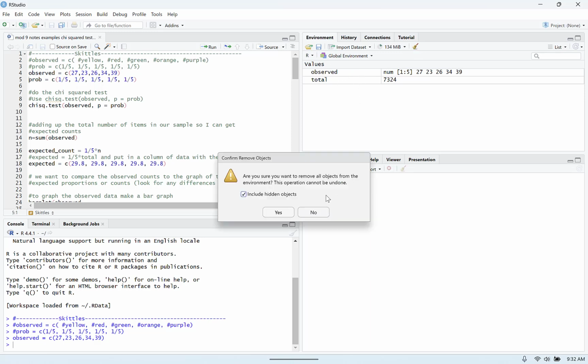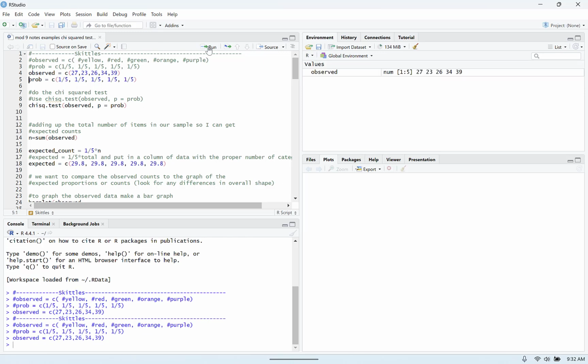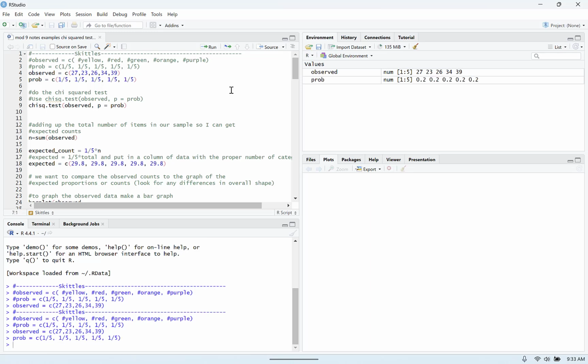Oops, let me clear that out because I have something in my environment and I don't want it. There we go. And then we also want our probabilities, and each of the probabilities is 1/5. You could have put in 0.2 if you preferred. Notice it changed it to 0.2.